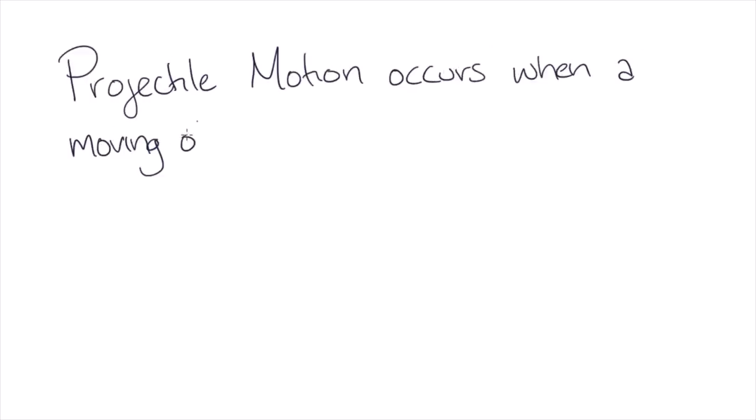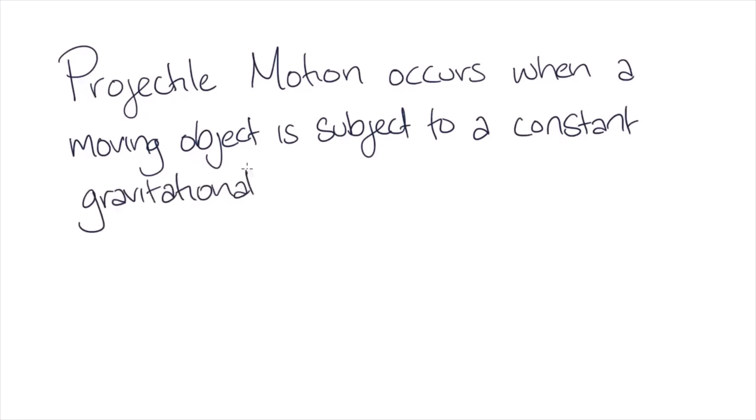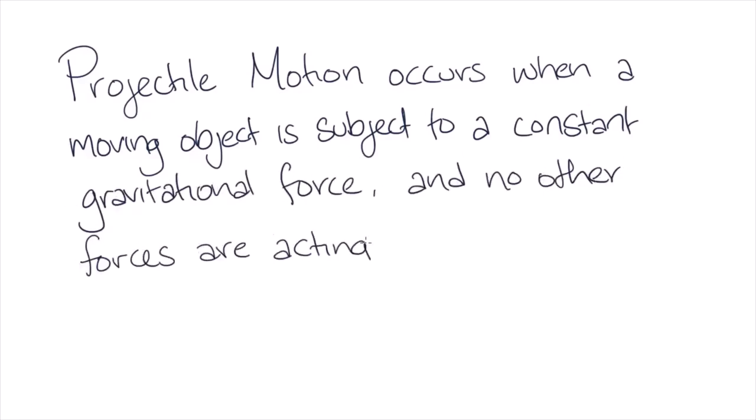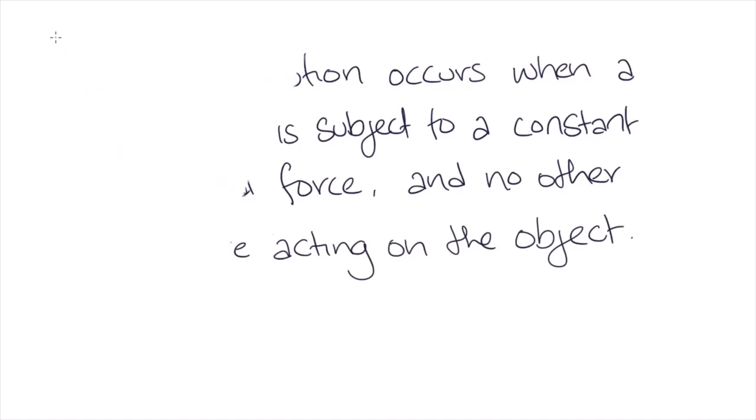Projectile motion occurs when a moving object is subject to a constant gravitational force, and no other forces are acting on the object. This is the type of motion that basically any object traveling through the air will undergo. This is motion we all intuitively understand, even our furry friends, at least when a treat is on the line.